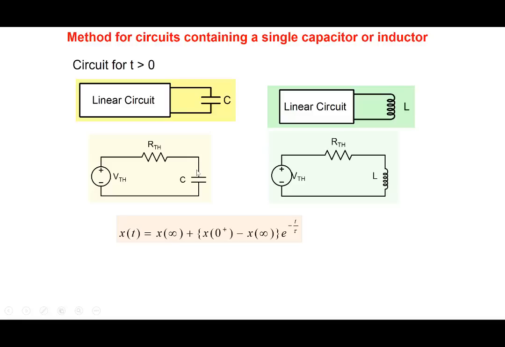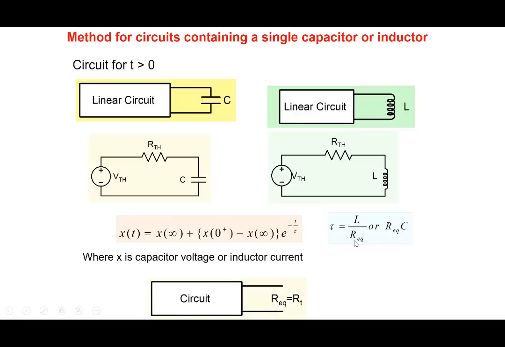So the voltage across a capacitor, or the current flowing through the inductor, will follow this particular form here. And tau we can easily write down: tau will be equal to L by R Thevenin, so Thevenin's resistance, which we're also writing as R equivalent, the equivalent resistance of this linear circuit. So R equivalent C, or L by R equivalent, right?